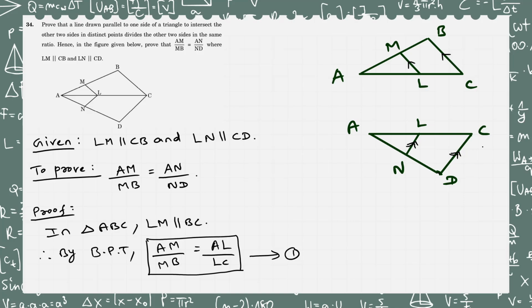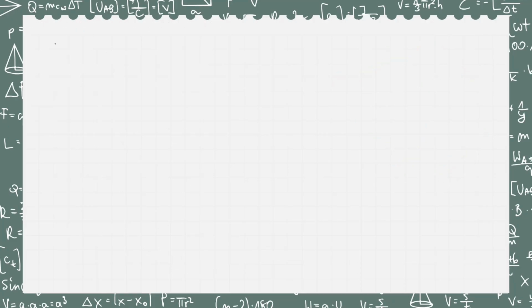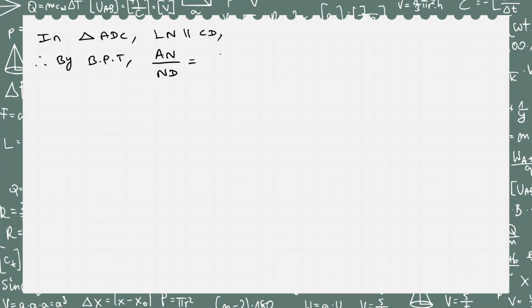Okay, now for the next triangle also, we are going to say AL by LC equals AN by ND. Okay, let's do that. In triangle ADC, LN is parallel to CD. Therefore, by basic proportionality theorem, AN by ND equals AL by LC. This I am going to call our second equation.